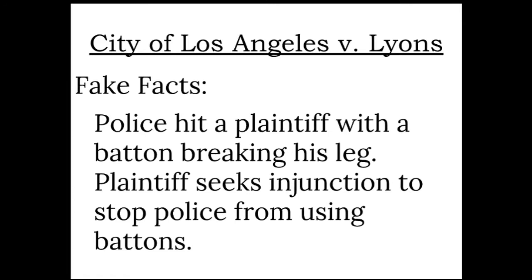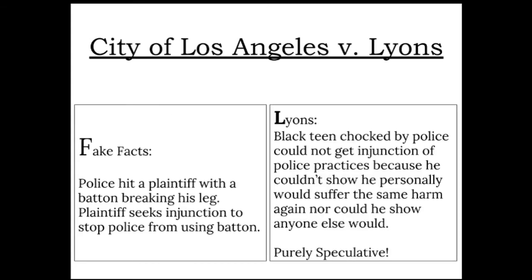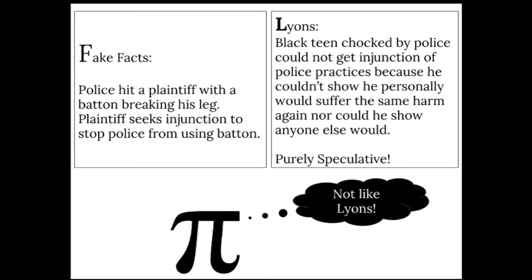So here is our adjusted fact pattern. The police hit a plaintiff with a baton, breaking his leg. Plaintiff seeks an injunction to stop police from using batons. So, how are our fake facts like Lyons? Because in Lyons they found that there was no standing. Well, if I'm the plaintiff, I'm saying, hey, my facts are not like Lyons. In Lyons, they were talking about the police making a chokehold. I'm talking about police using batons.